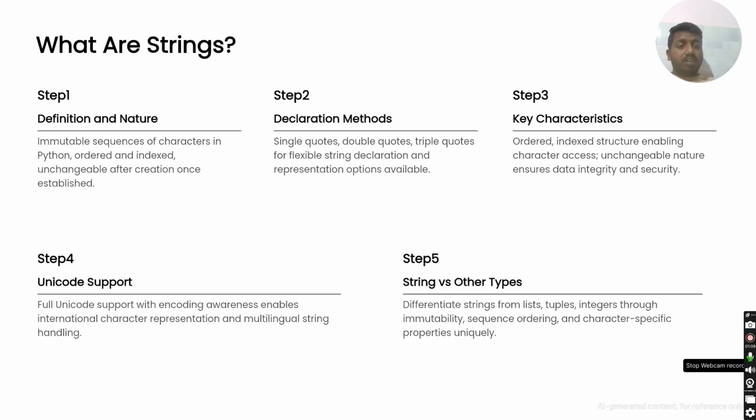As I already mentioned, the key characteristics are ordered, indexed, structure-able characteristics, and unchangeable nature ensures data security and integrity. Unicode support: full Unicode support with encoding awareness enables international character representation and multilingual string handling. The basic difference between strings and other types: differentiating strings from lists, tuples, and integers through immutability, sequence ordering, and character-specific properties uniquely.